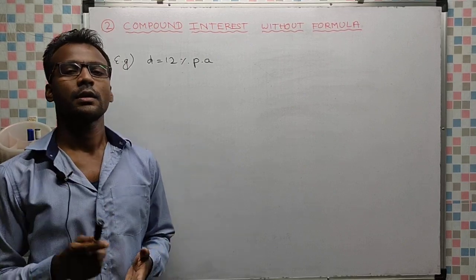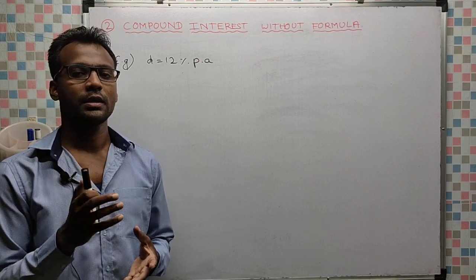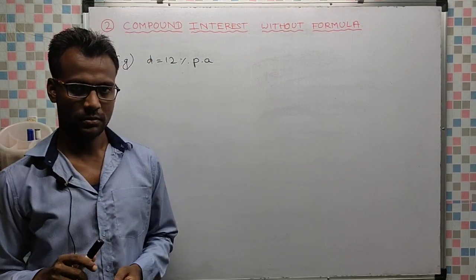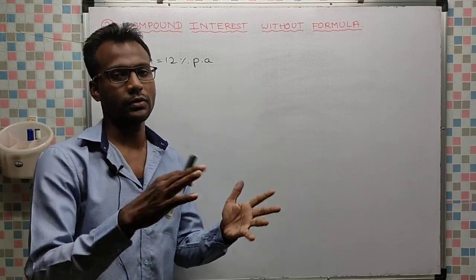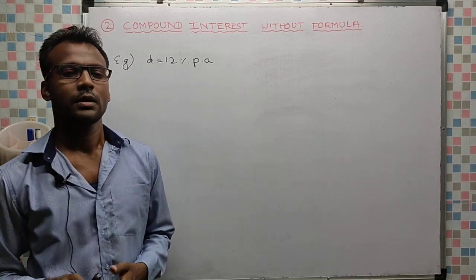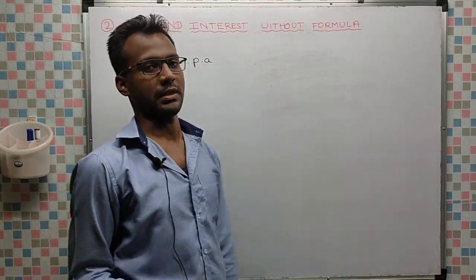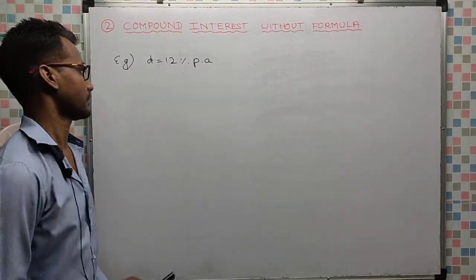Similarly, in the second year, the value of the machine will decrease again by 12%. 12% of what? 88 rupees. 12% of 88 rupees, I don't know how much it is, we have to calculate. Similarly, it will go on decreasing. Every year the value will go on decreasing. Price of the machine.